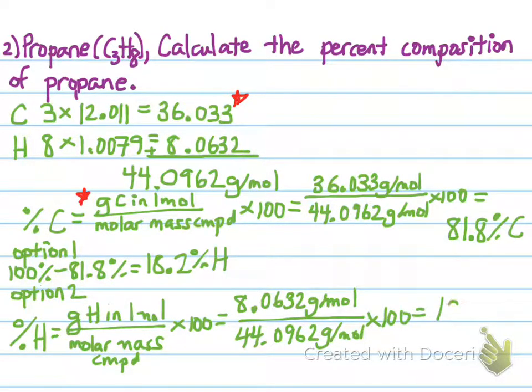And I'm going to get about 18.2% hydrogen. This will be the more common way the problems in this chapter will be. So they're typically not going to give you mass data. They're typically going to expect you to write the formula. Sometimes they're just going to give you the name, so you have to write your formula correctly and then calculate the percent composition.